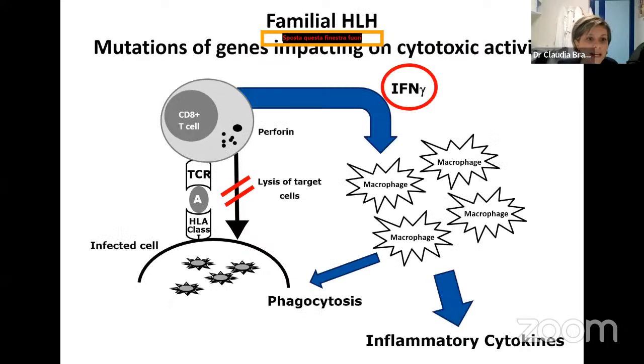This causes a proliferation and hyperactivation of CD8 positive T cells and NK cells that produce a large amount of interferon gamma. The interferon gamma stimulates the hyperactivation and proliferation of macrophages, and these macrophages in part help the NK cells to phagocytose the infected cells, but they also produce a large amount of inflammatory cytokines that are responsible for the cytokine storm, which is the cause of the clinical and laboratory manifestations of HLH.